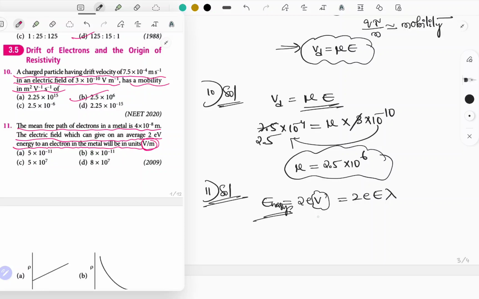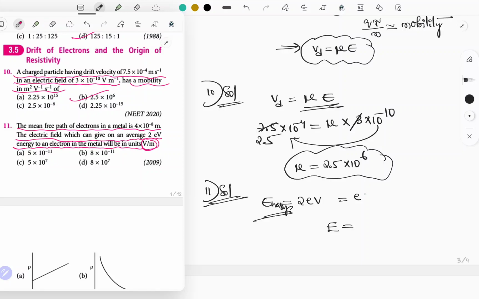And the right side is electric field. So what is the value of energy they have given? 2 electron volt. So from this, electric field is equal to... observe this, whatever energy they have given, 2 electron volt, I'm just keeping it as it is. So work done in displacing the charges is force into displacement, right?